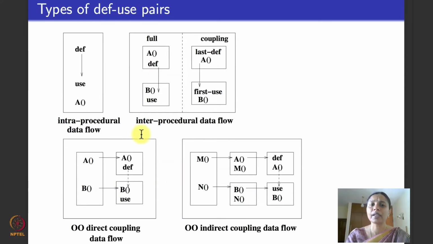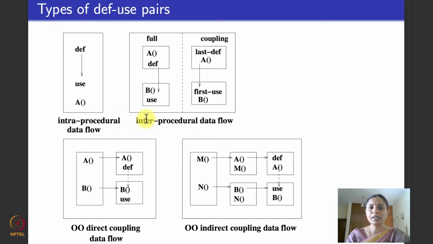So we'll look at the various kinds of definition use pairs that we have seen till now. This is one thing that we saw right in the beginning when we did data flow testing along with graphs. Within one method or a procedure A, a variable can be defined and used. So this is intra-procedure or intra-method. Within a method, normal kind of definition use data flow. This we saw when we did data flow coverage criteria during graph-based testing.